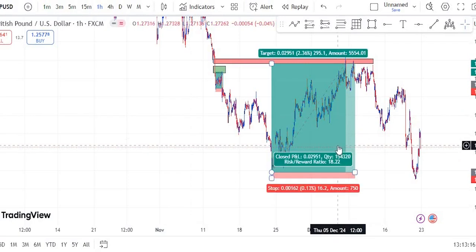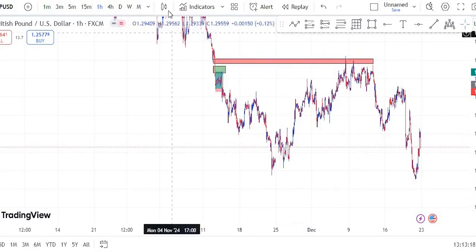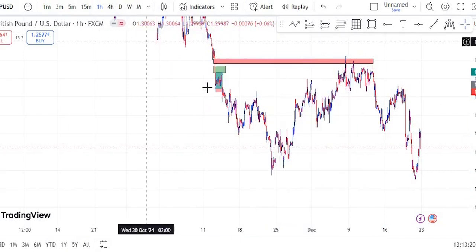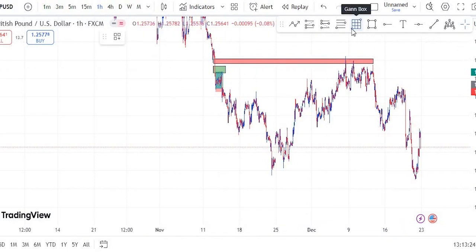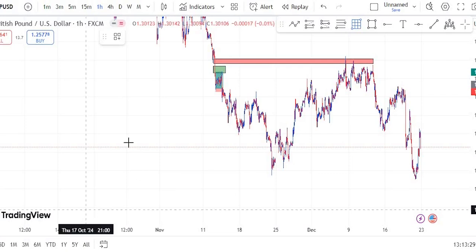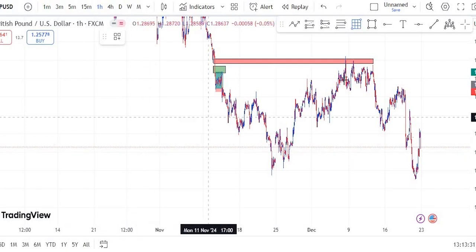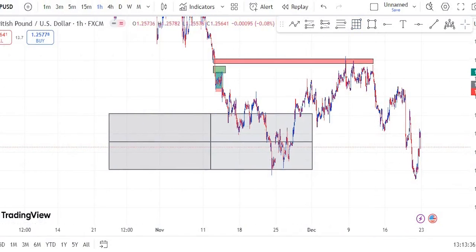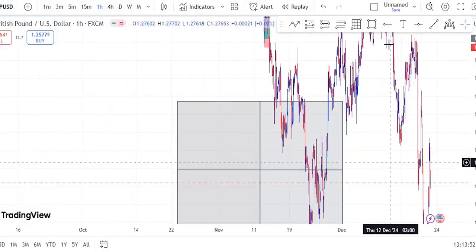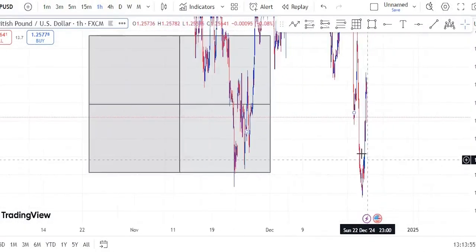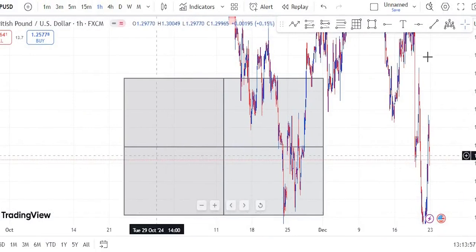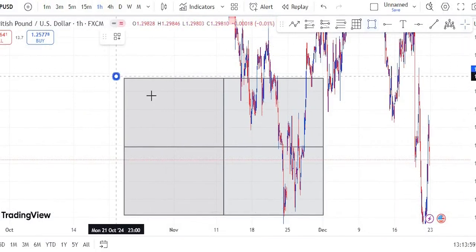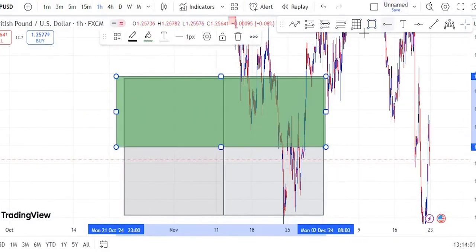The bonus tip is to use a tool called the Gann box. This box right here, something like this. As you can see, the Gann box is split into two parts. We have the top, the bottom, and the middle. This is the heaven side. This is the hellfire side.